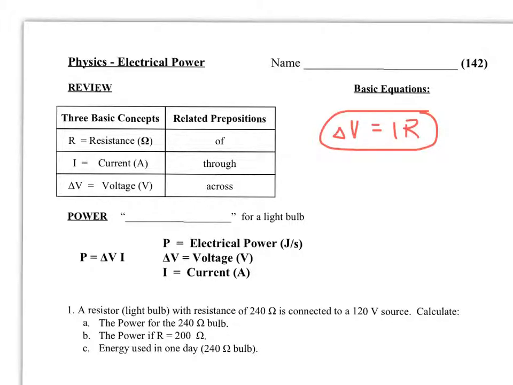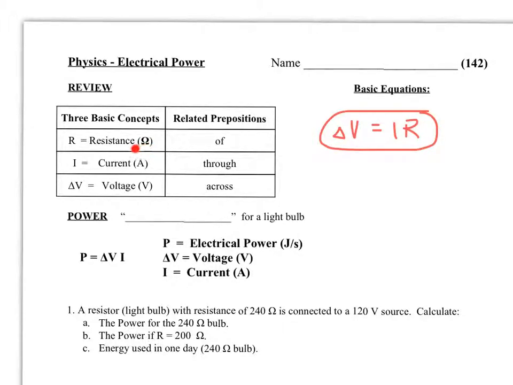Now over here on the left, here are some prepositional phrases that are used a lot of times as you read these problems that you need to get used to. When they use these in sentences in the problems, it'll say the resistance of a light bulb, or the resistance of the carbon resistor is 50 ohms. It'll say the current through the resistor is 5 amps, and the voltage across, or impressed across the resistor or the element is 12 volts or whatever. So those are some words that are indicators of those particular concepts.